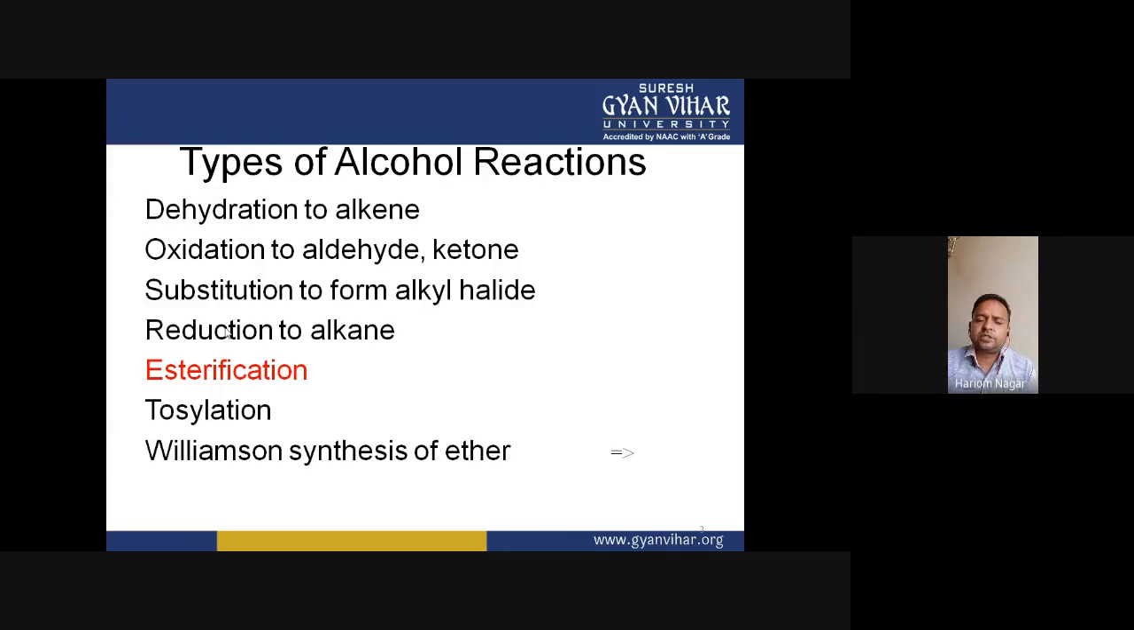Or easily you can just draw the structure of the alcohol and remove one oxygen from the alcohol. You will find that the formula is of the alkane. Now the esterification reaction also gives, tosylation reaction also gives, and Williamson synthesis of ether also gives by the alcohol. We have discussed some of these processes in the previous classes. Now we will discuss the esterification reaction.